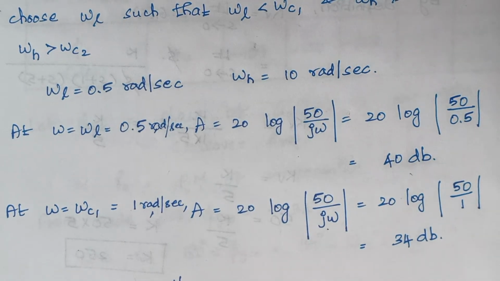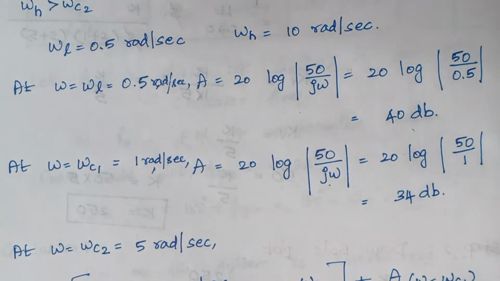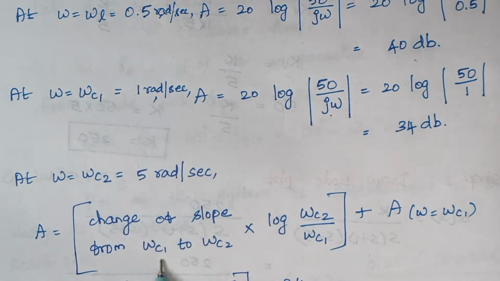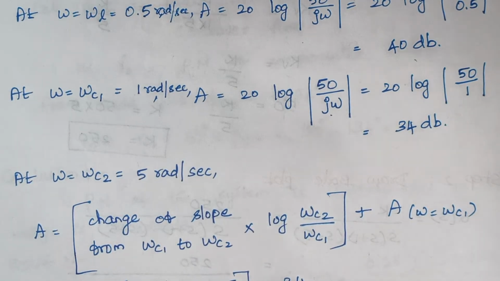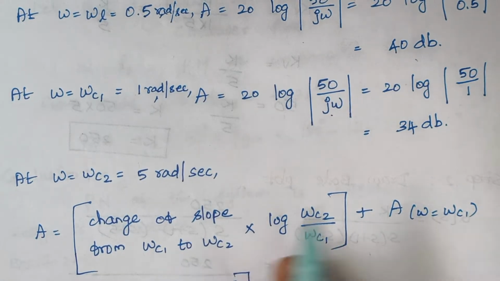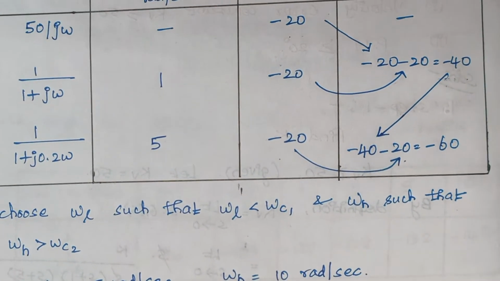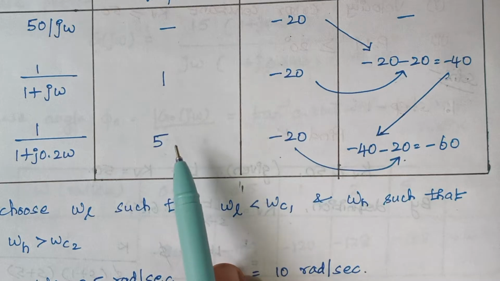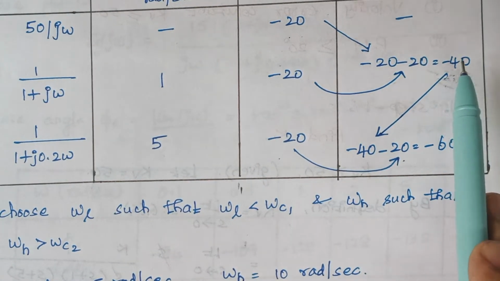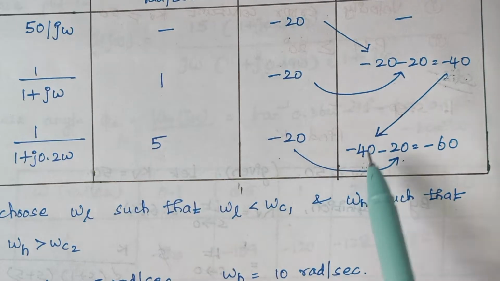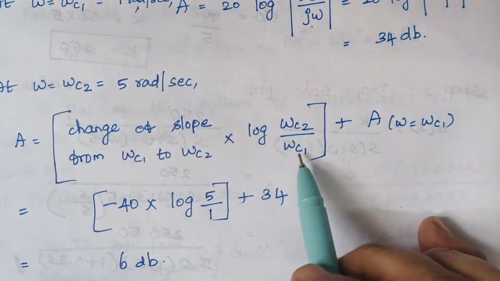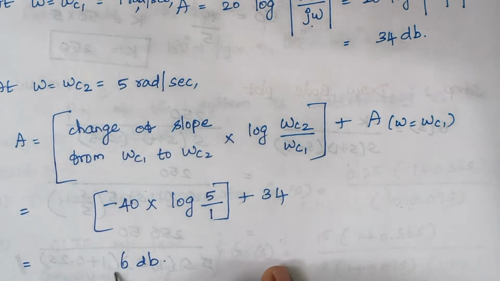And for the second corner frequency, you see this is the formula. That is the change of slope from omega C1 to omega C2. That is where during the second corner frequency there is a change of slope, right? So what is the value of change of slope? You see, this is our second corner frequency. So from omega C1 to omega C2, what is the change of slope? Here we are having this minus 40, and this minus 40 is moved over here. So change of slope is minus 40. So minus 40 into log of, you just substitute these two values and finally find out the answer here.